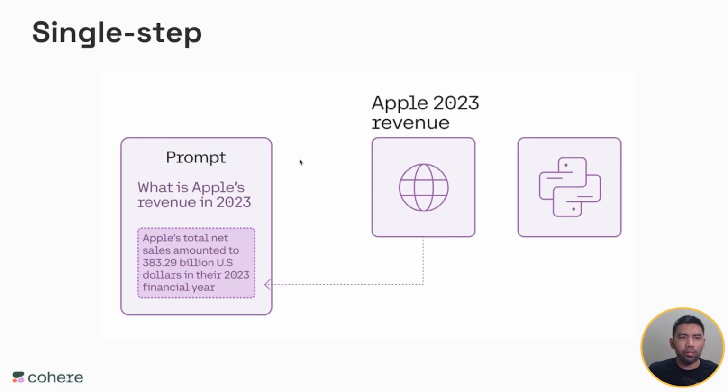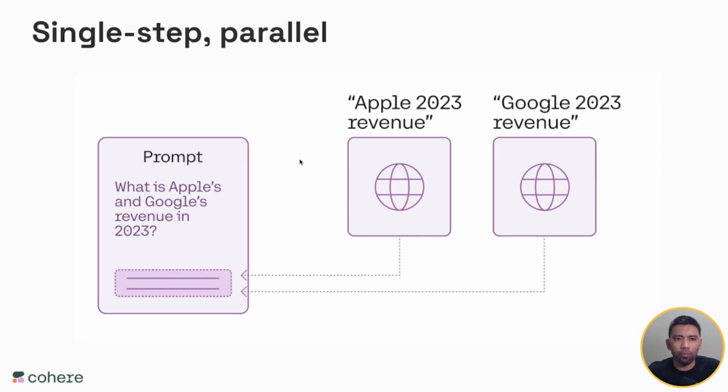The example that we have seen in the previous section is a single-step scenario where, in this case, you are given two tools: one is web search and the other is a Python interpreter. Given the question of what is Apple's revenue in 2023, you just need one piece of information to answer, which is Apple's 2023 revenue, and the LLM will have enough information to respond to the query. The Cohere API also supports parallel tool calling, which we didn't see in the previous section.